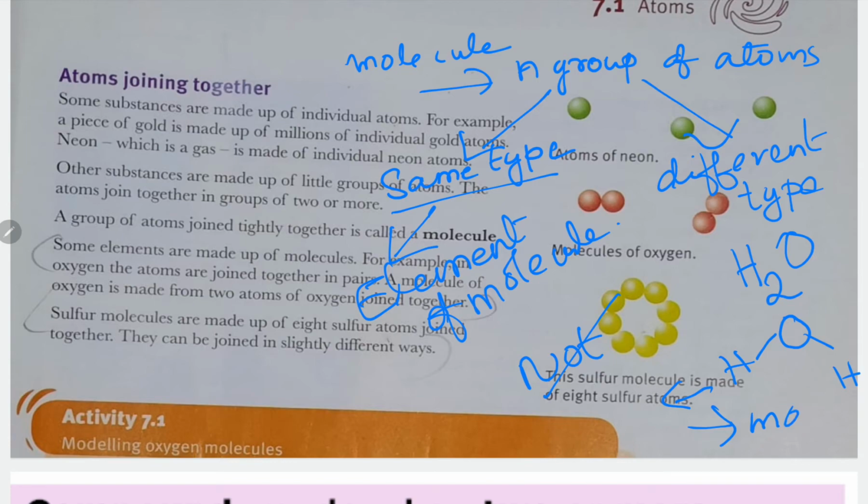അപ്പോൾ ഇത് molecule ആണ്, but element അല്ല. ഇത് രണ്ടും molecule ആണ്, but it will not be an element. Clear ആണോ? അപ്പോൾ ജസ്റ്റ് ഇത് മാത്രം ഇപ്പൊ തിങ്ക് ചെയ്യുക. What is a molecule? A group of atoms joined together to form molecule. It can be either same type or different type.